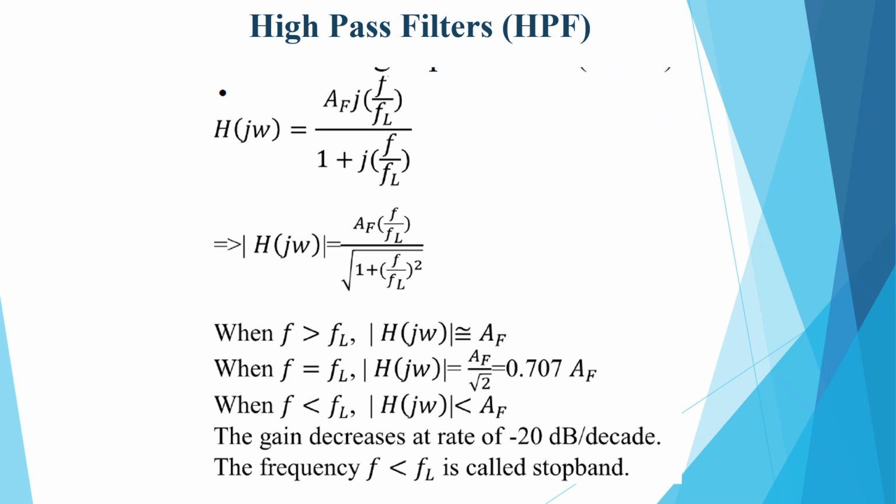When f is lesser than fL, output gain becomes very small. That is, the magnitude of H(jω) will be very much lesser than AF. This region is called the stop band. The gain of a first order HPF decreases at minus 20 dB per decade below the cutoff frequency. This means every 10x increase in frequency causes the output to reduce by 20 dB.